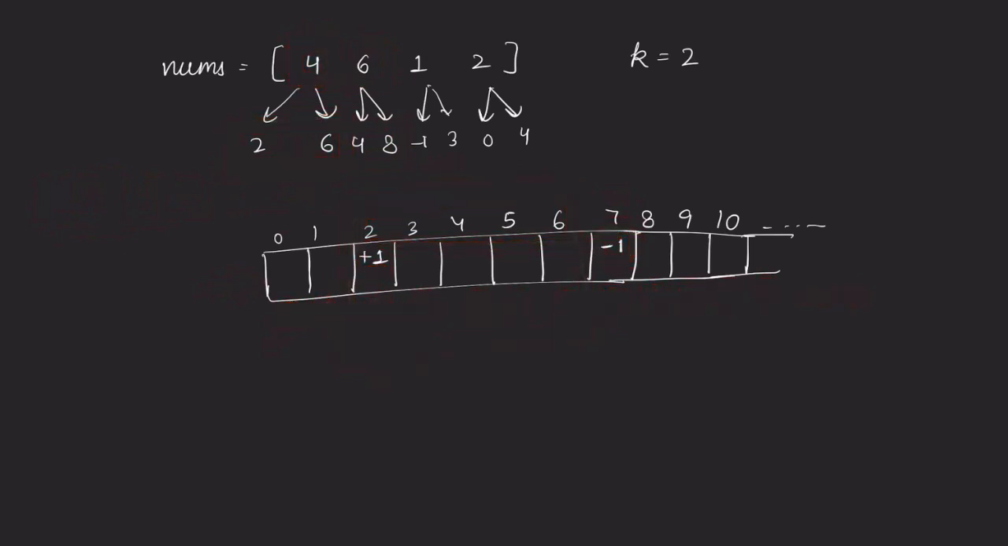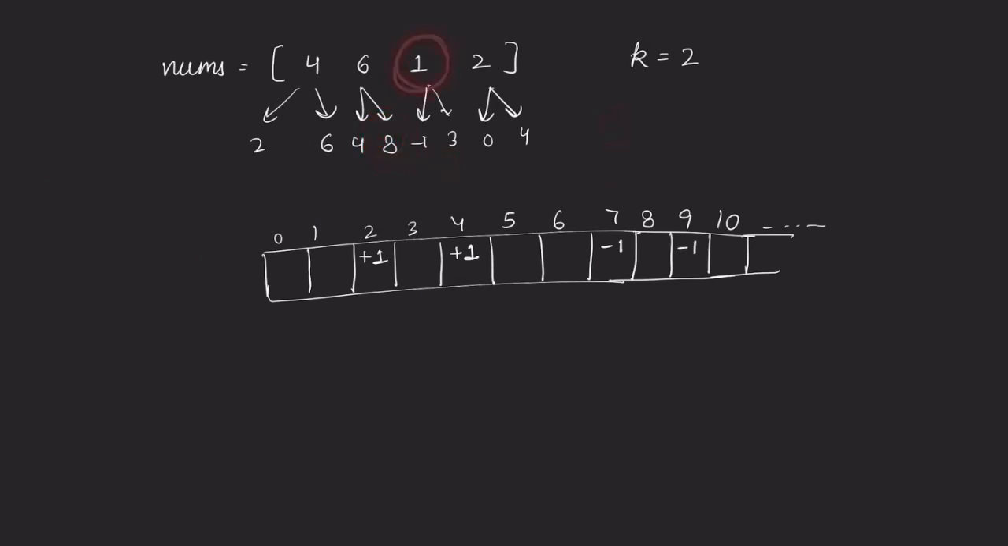And when we do the same thing for all these numbers, we will get the frequency for all the numbers. For each index, we will be able to identify in how many ranges that particular number is appearing, right? Now if we do it for 6, the range is 4 to 8. So at index 4, we will do a plus 1, and at index 8 plus 1, that is 9, we will do a minus 1.